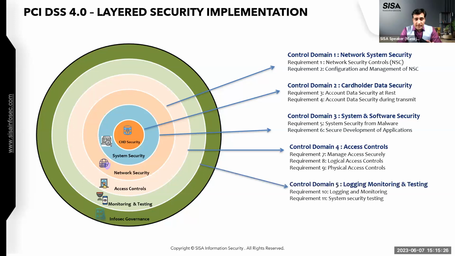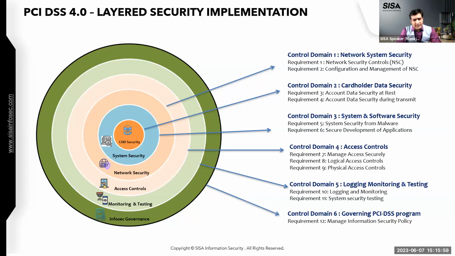Then we have control domain number 5, which talks about logging and monitoring, because by now, even if you have the best and latest of the controls implemented, but you are not able to monitor them, you are not able to have the right log sources identified, you don't have monitoring of these controls on a regular basis, and you don't have testing as well, because that's a very, very important aspect of the entire security stuff. So all of those kind of requirements are there in requirement number 10 and 11.